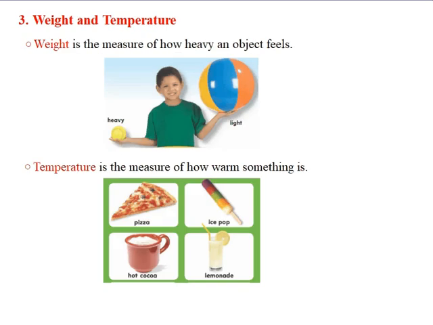Weight and temperature are also properties of matter. Weight is the measure of how heavy an object feels. For example, the boy is holding a heavy ball and a light ball. So heavy and light are words that tell about weight.